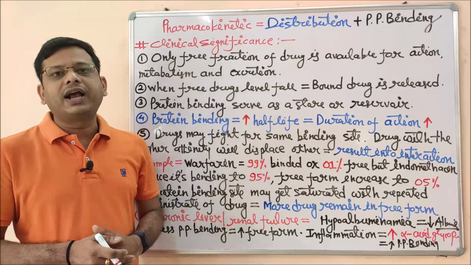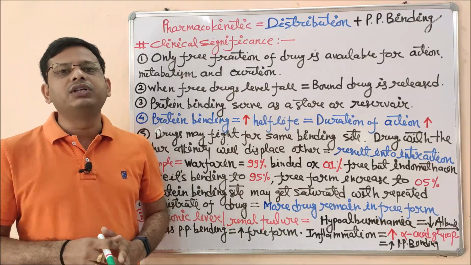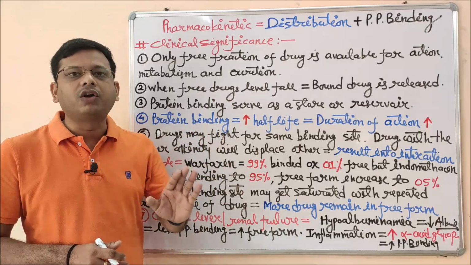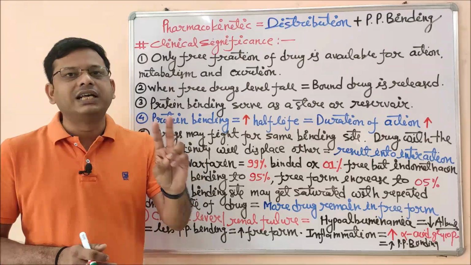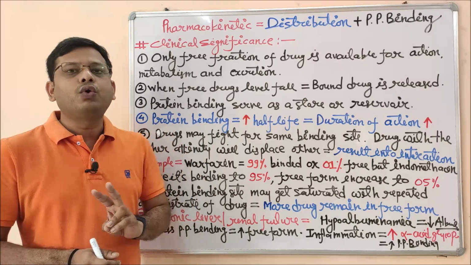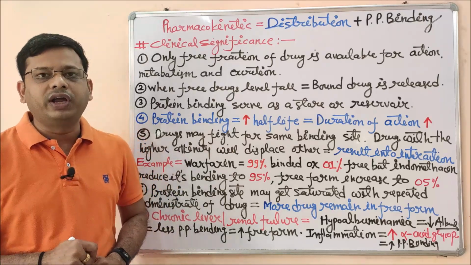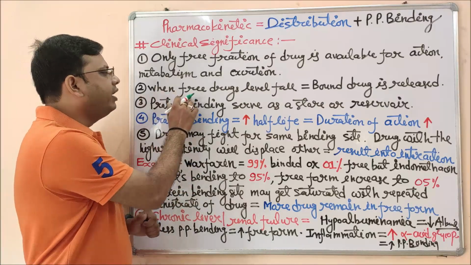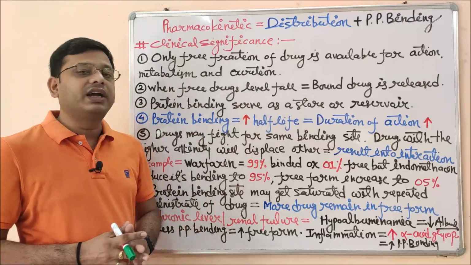See, only the free fraction of the drug is available for pharmacological action, metabolism and excretion. Those drugs which are bound by plasma protein will not be able to produce their pharmacological effect. Pharmacological effect includes both desirable and undesirable effects. So only the fraction which is free from plasma binding will produce pharmacological action, and that is the importance of our considerations.